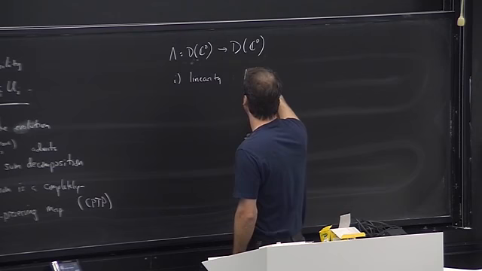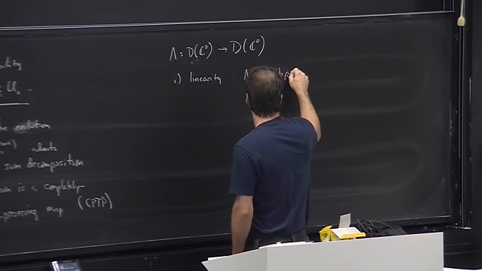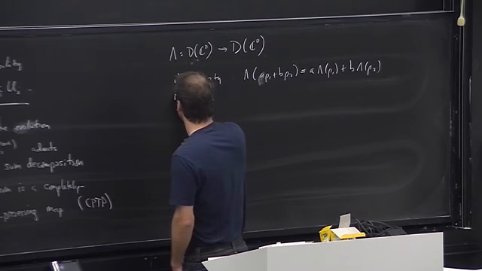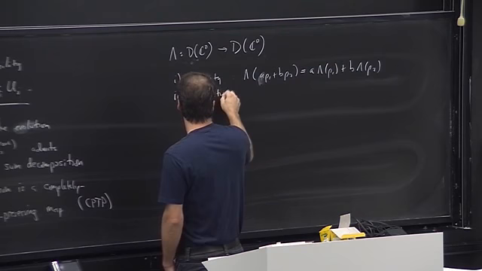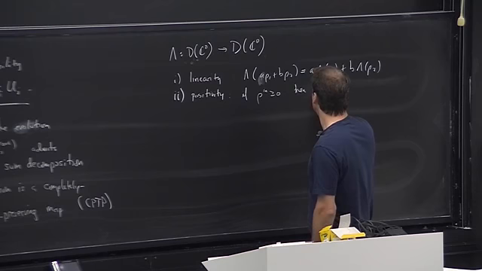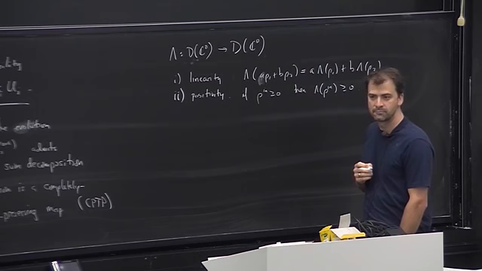So lambda of a rho 1 plus b rho 2 is equal to a lambda of rho 1 plus b lambda of rho 2. Positivity means that if rho in is a non-negative operator, then lambda of rho in is also a non-negative operator. Complete positivity.